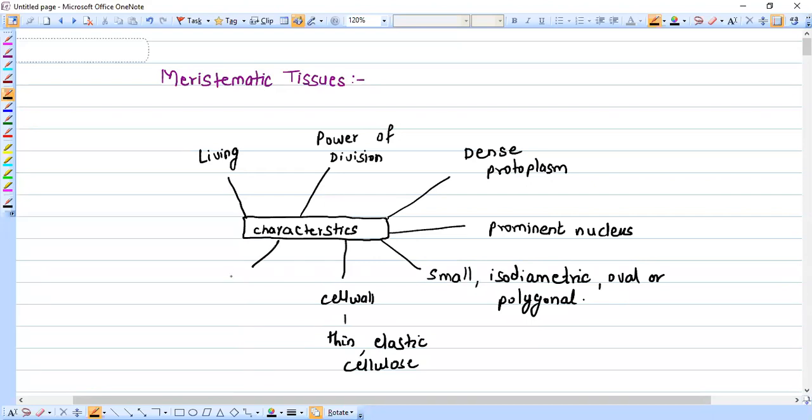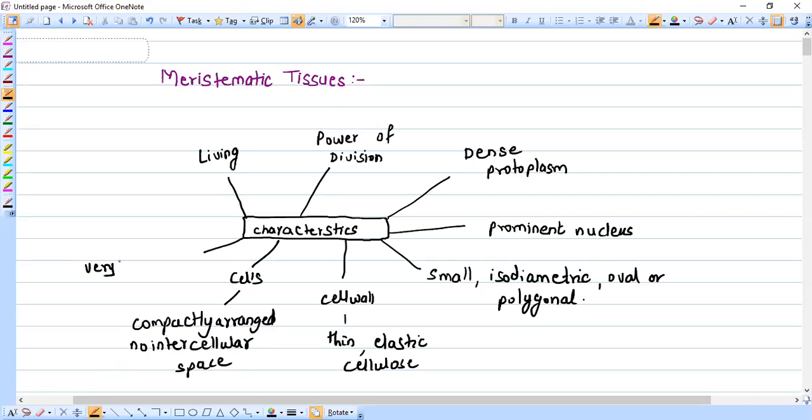When we talk about how the cells are arranged, all the cells of meristematic tissues are compactly arranged. Compactly arranged means they are very close to each other, and most important, there is no intercellular space. It means between two cells you are not going to see any space. With respect to vacuoles, very few, very small vacuoles are present, or even the vacuoles are absent.